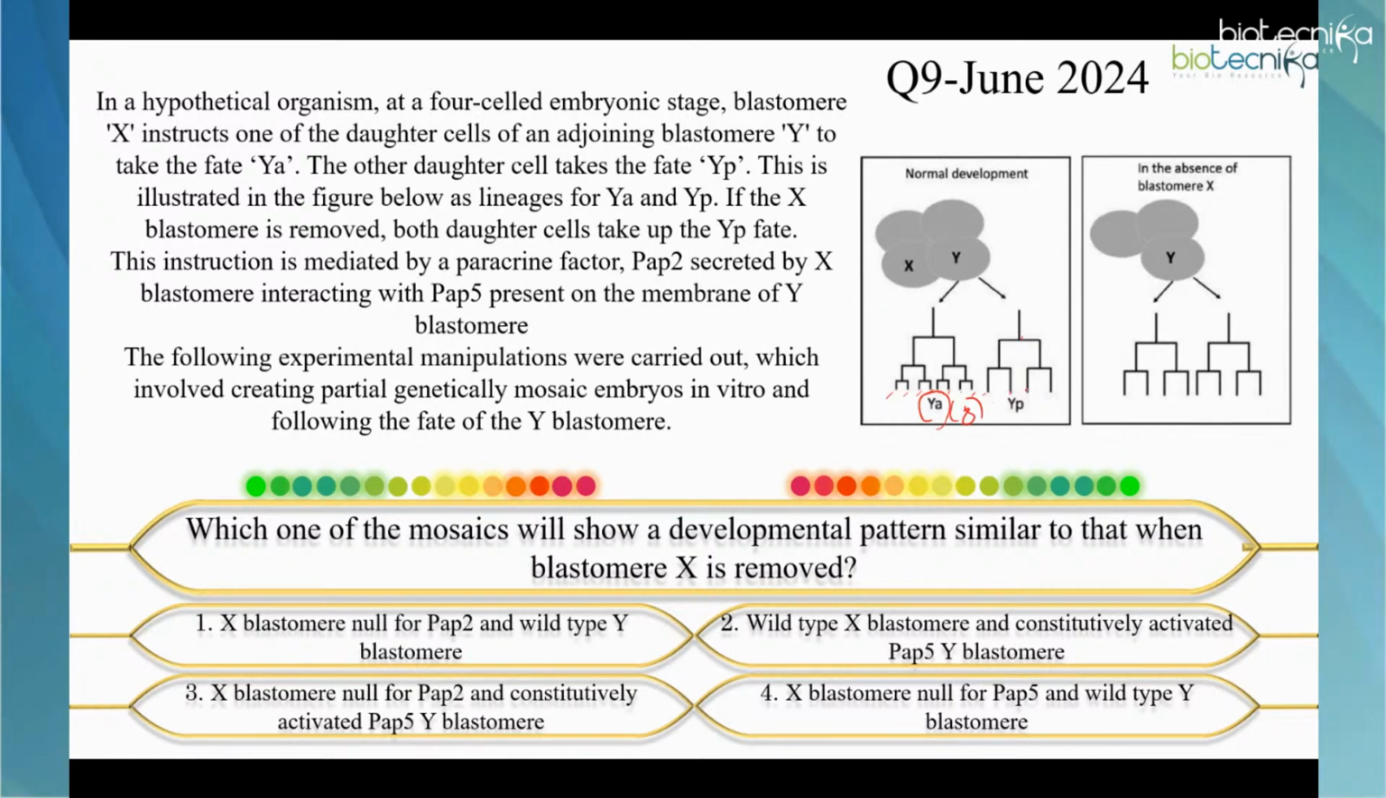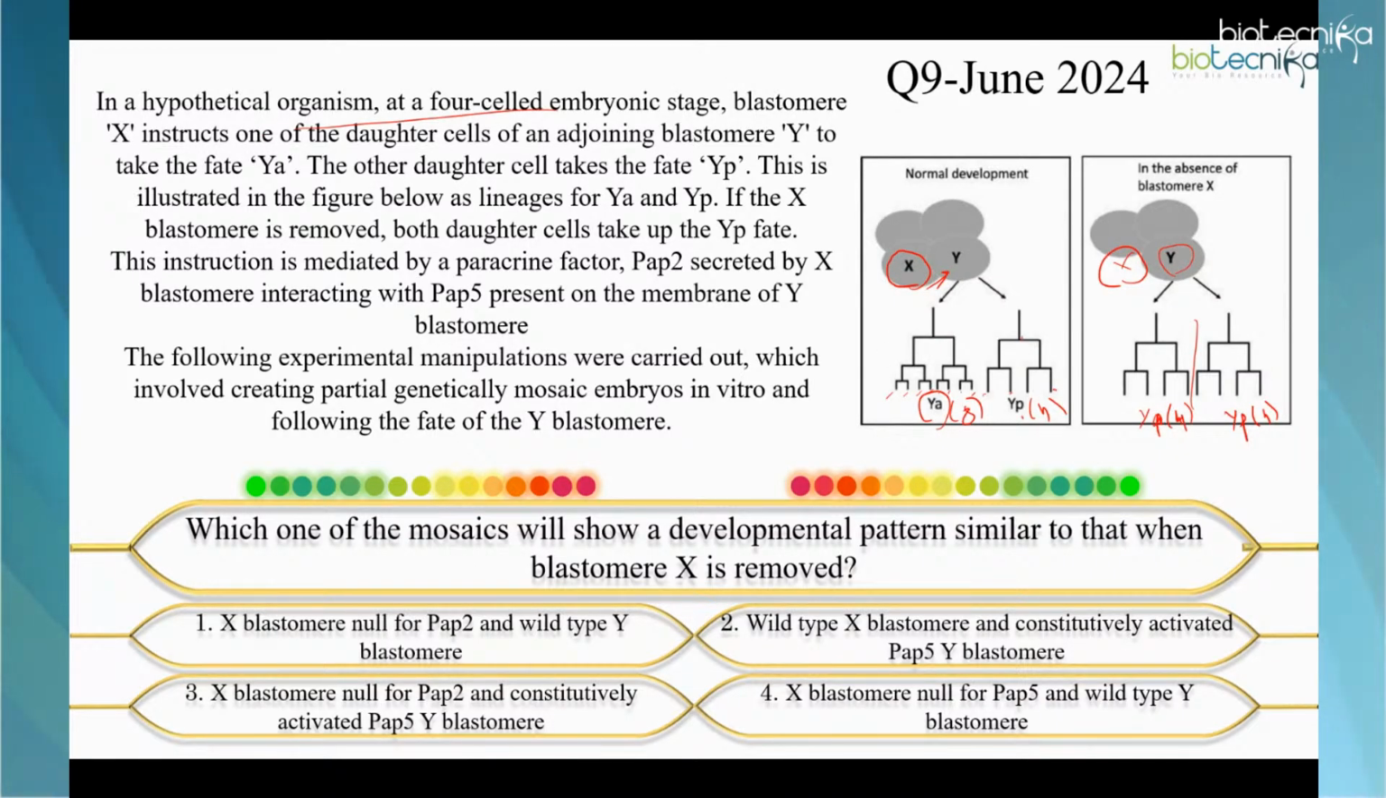And YP will form 4 cells. Okay, the free ends are the 1 cell. But when you can see X blastomere is not there, Y is forming, YA is also forming 4 cells. Actually, it won't be YA anymore because this is same as that of the YP. So both of them are forming YP. Okay. So clearly we can understand that this X has some role to play for the specification of the YA.